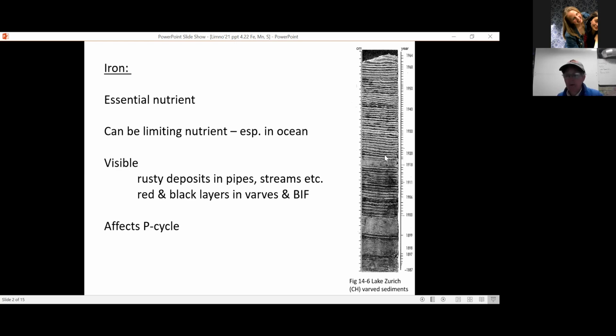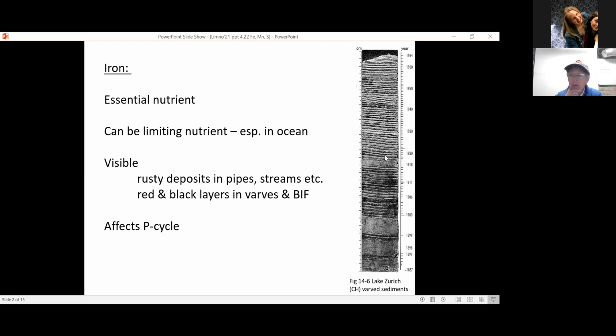Yes. Okay. So if there's iron in the watershed, then that's where the iron that gets into the water comes from. And it comes in from erosion. It doesn't come in directly from the atmosphere. And this is in contrast to nitrogen.